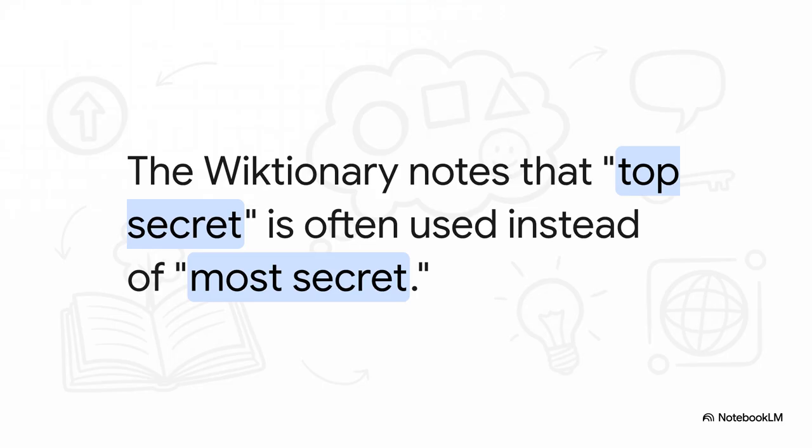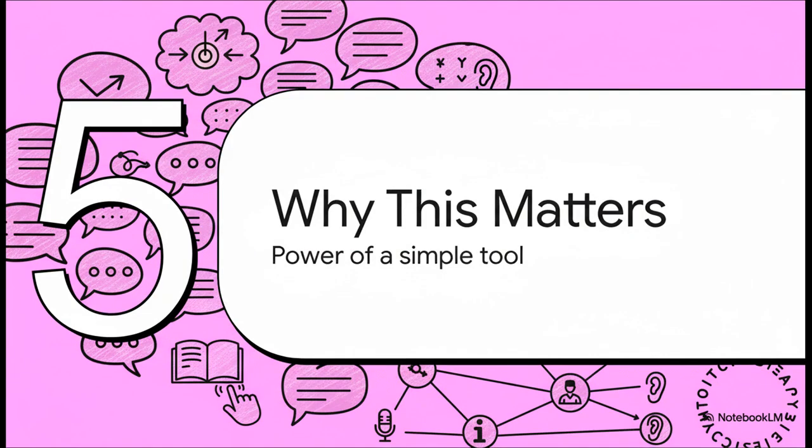And what's really cool is that the system is flexible. The Wiktionary even notes that you'll often hear top secret instead of most secret. So it shows how intuitive, common phrases can still fit in without breaking that core idea of keeping it simple. So why does a language system that was created back in the 1930s still matter today? Well, because it highlights a really powerful idea about communication itself.